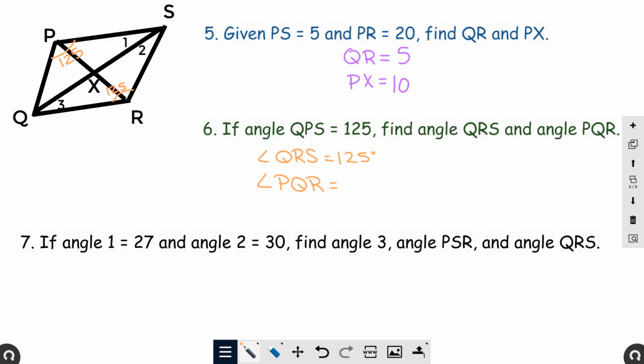Well, PQR is the bottom left angle. How can we find it? Good. It should be supplementary to 125, so subtract it from 180 and we get 55. So remember, opposite angles are equal. The ones that are on the same side, also consecutive angles, are supplementary.